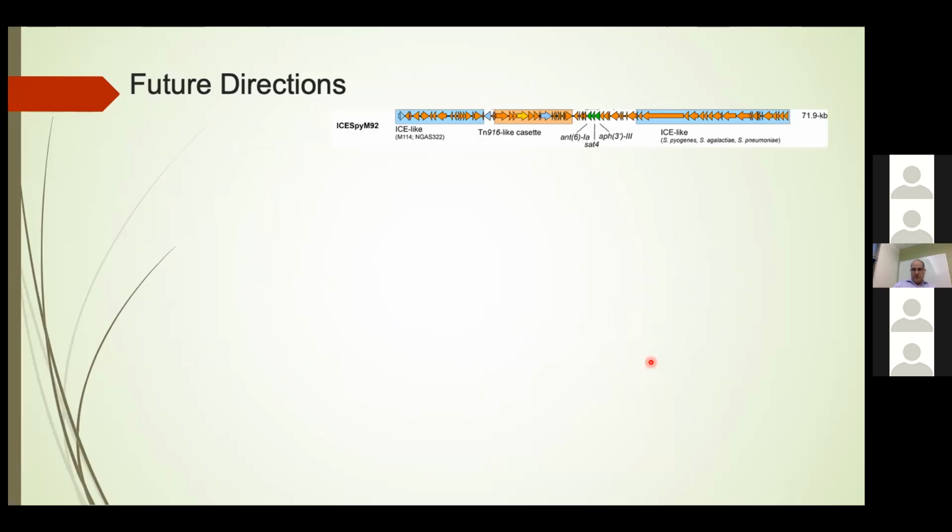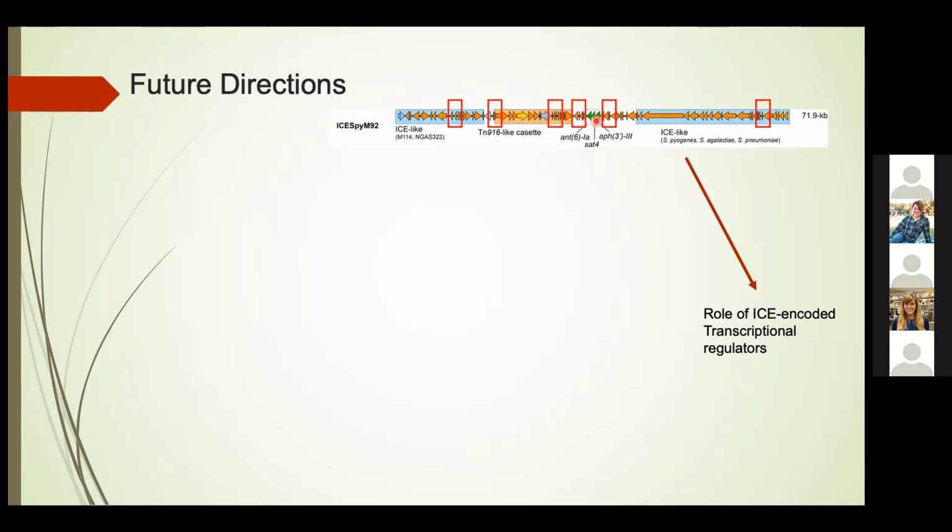So some of the future directions of this project include the following. One is we know there are multiple transcriptional regulators encoded on ICE-Spy M92, and we want to know, is the activity of these transcriptional regulators what is responsible for the differential gene expression that we see in an ICE-dependent manner? And we can look at that by mutagenesis of the transcriptional regulators in the ICE or introducing them into the MGAS270 background all by themselves.